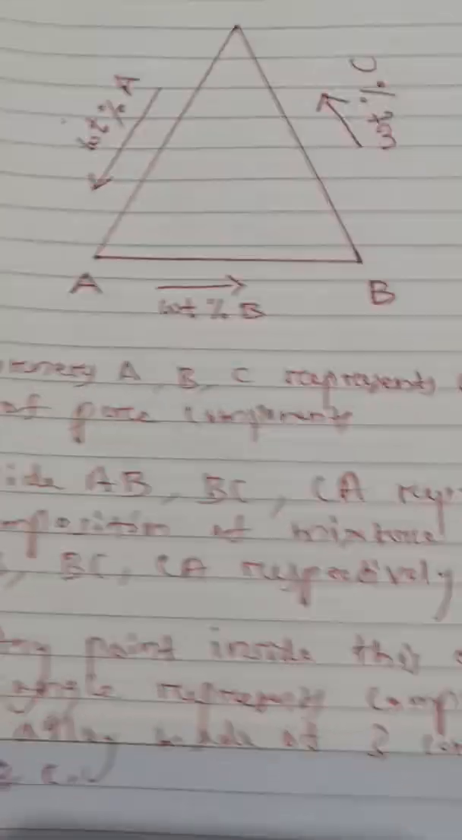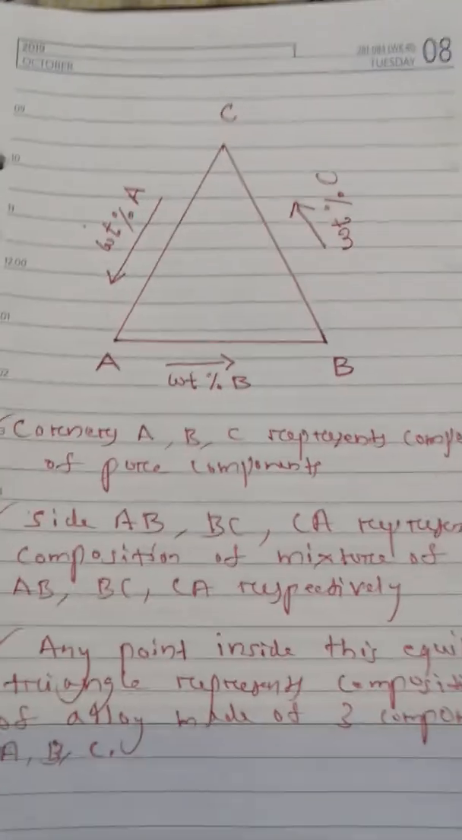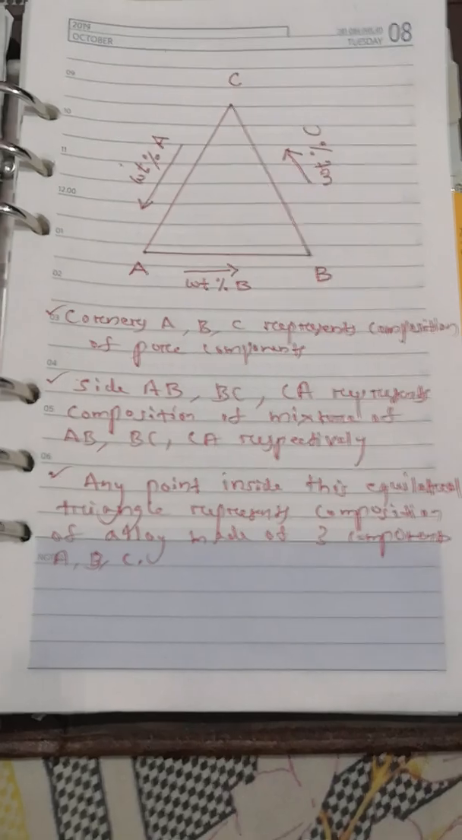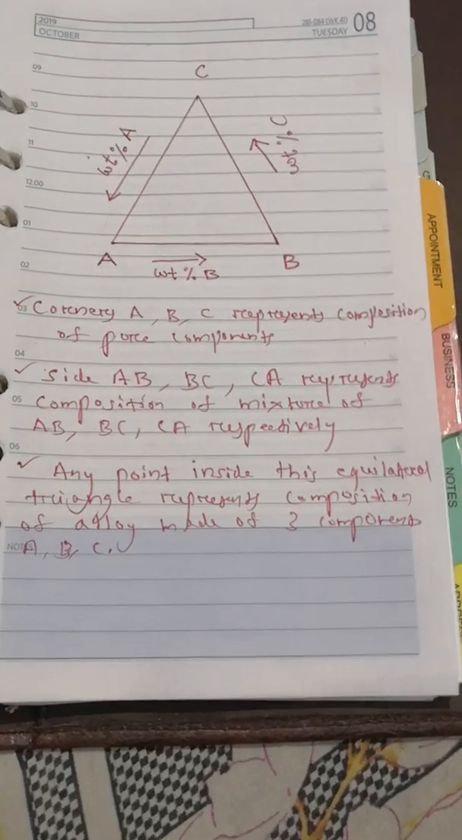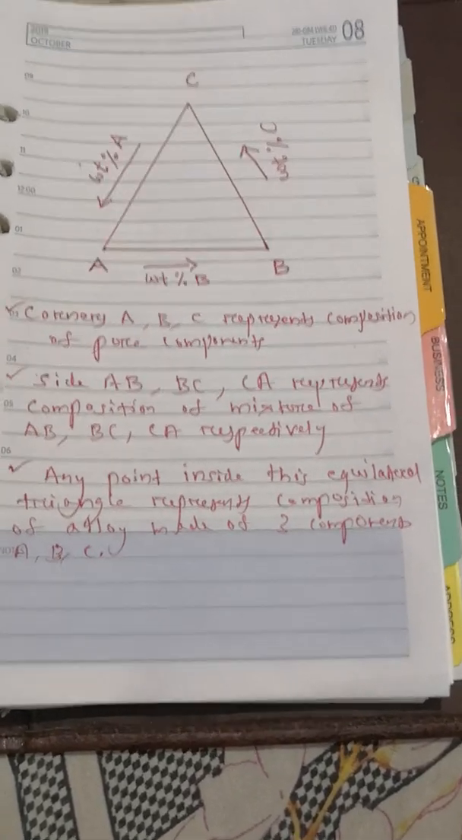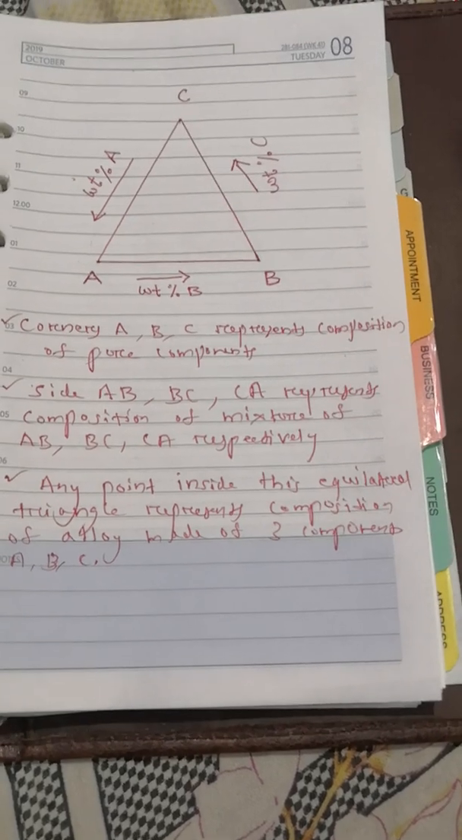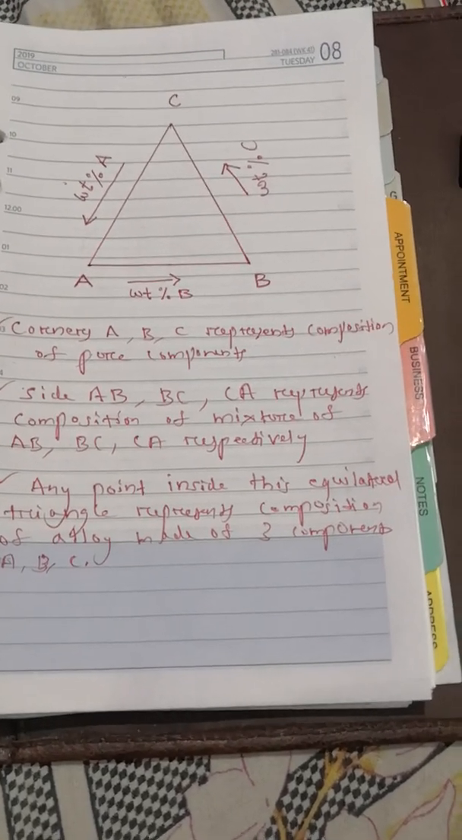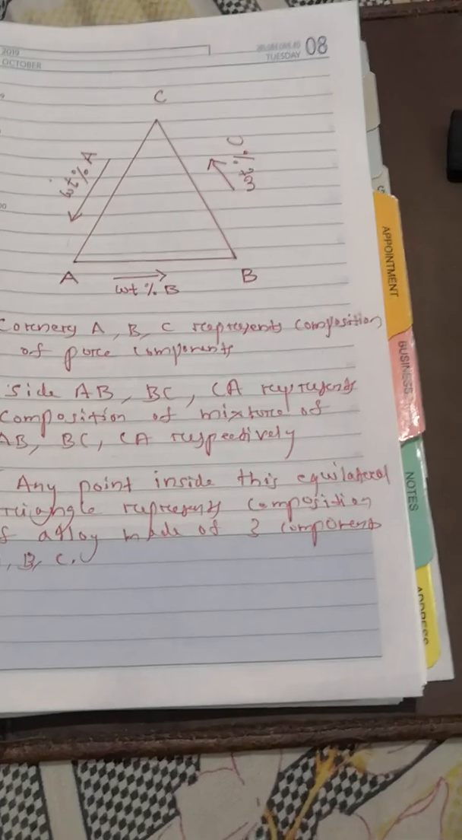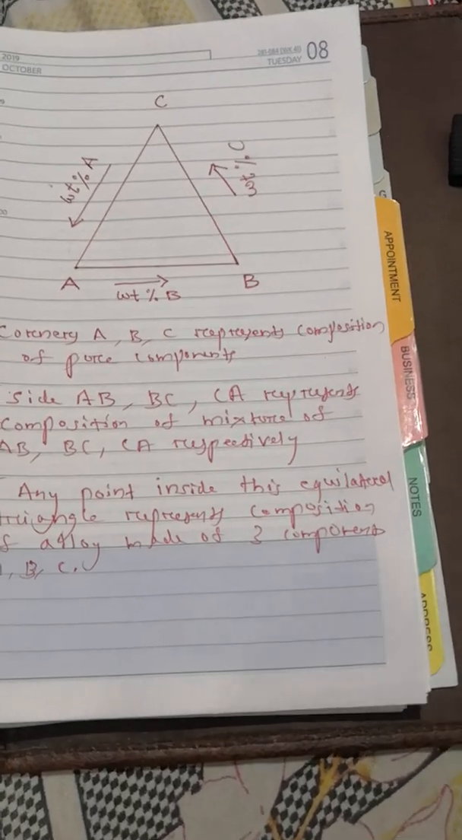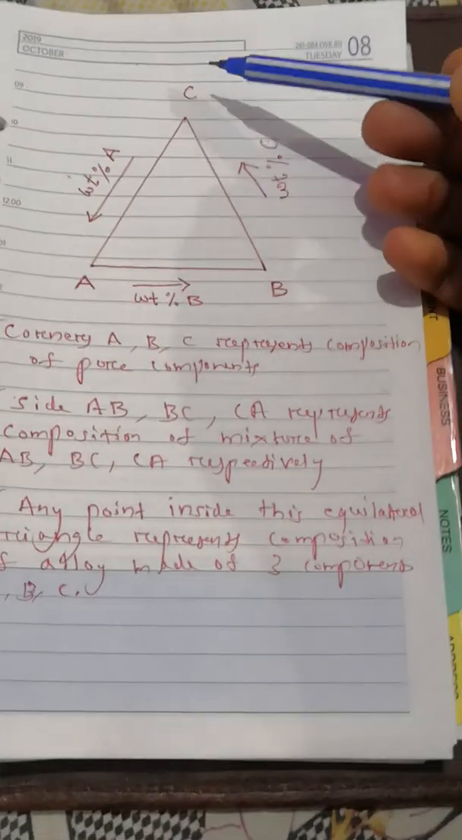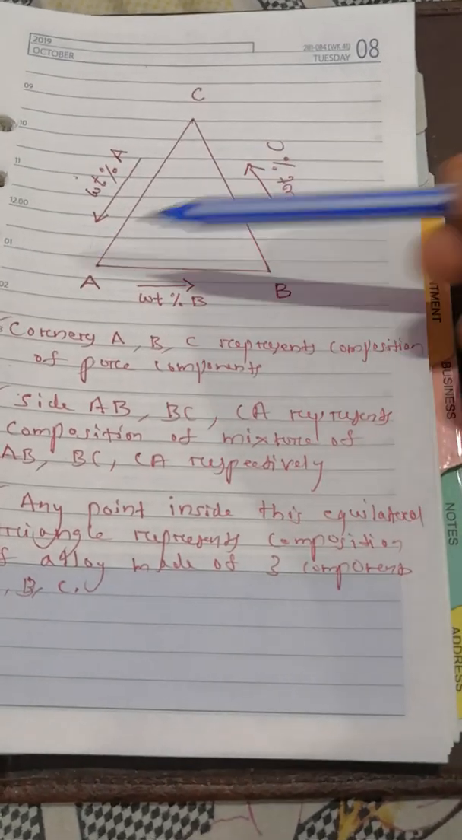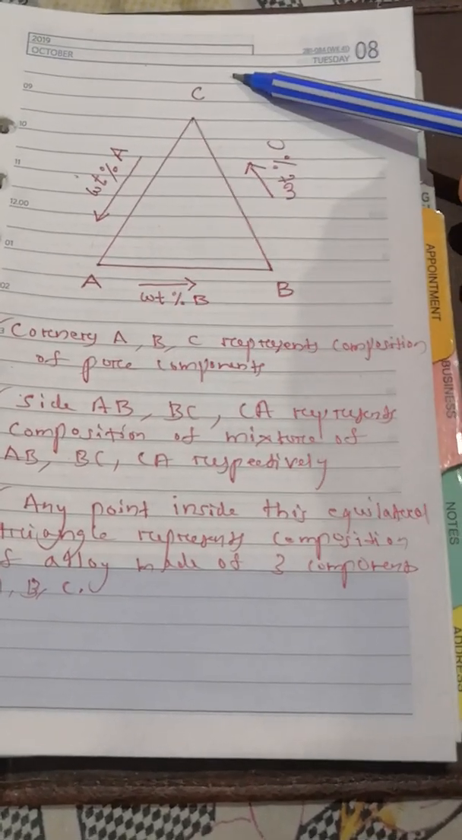Now we'll discuss how to determine the composition of alloy using ternary phase diagram. As I told, in case of ternary phase diagram we use an equilateral triangle to represent the composition of an alloy containing three components. We are not using any lines basically. You can see we have an equilateral triangle which is ABC, right?